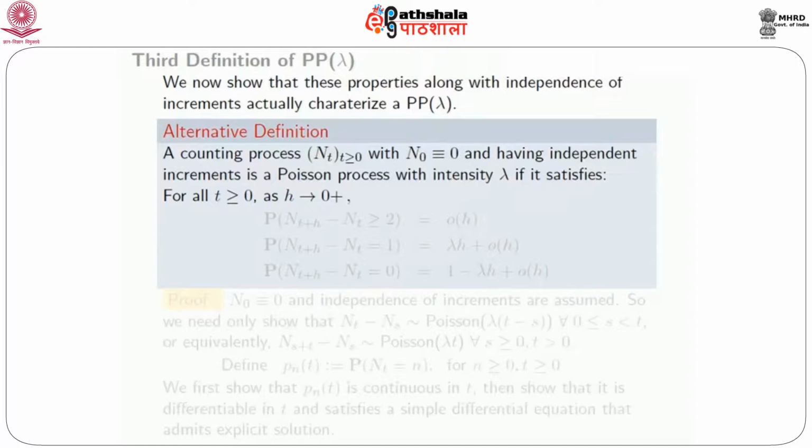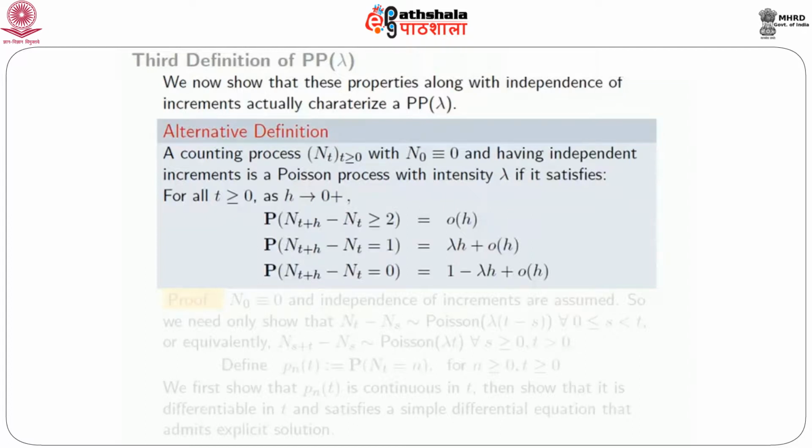So here's the definition, a third definition, so to speak. A counting process N_t with N_0 equal to 0 and having independent increments. These are already part of the hypothesis. Such a process is a Poisson process with intensity lambda if it satisfies, for all t greater than or equal to 0, as h goes to 0 from above, these three things.